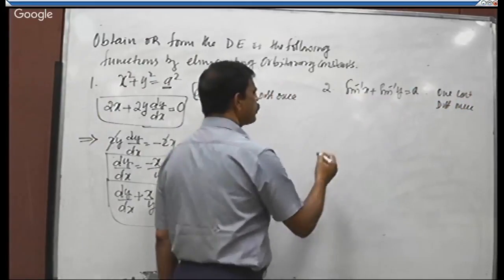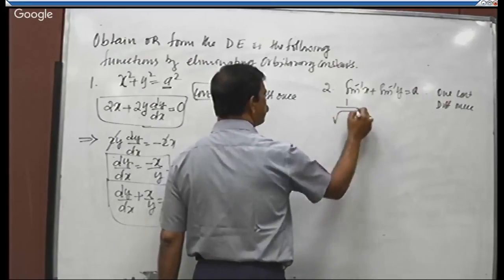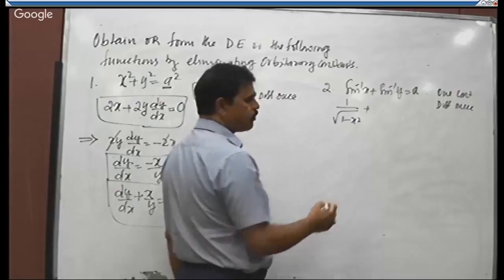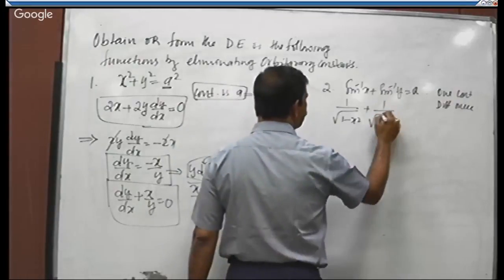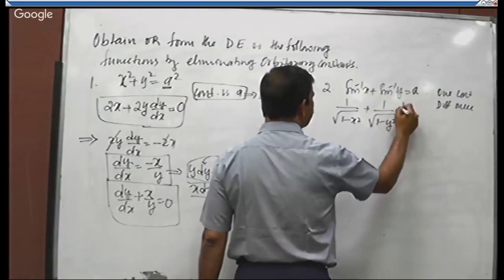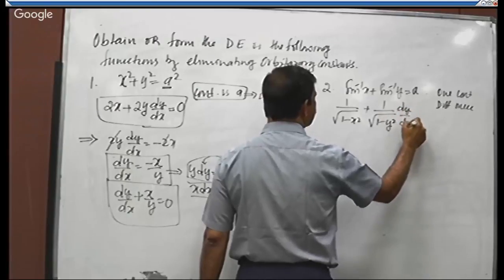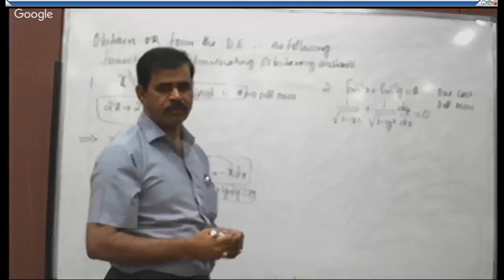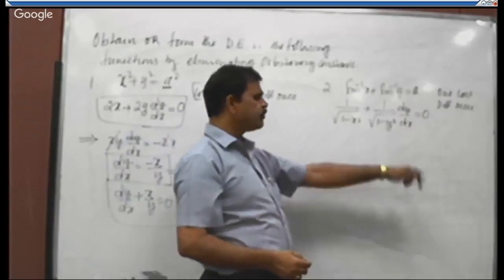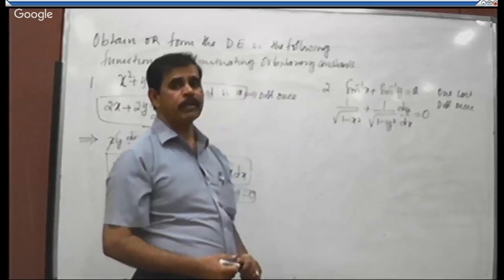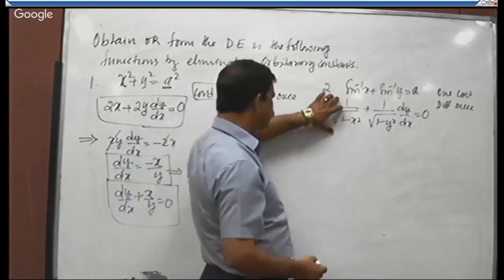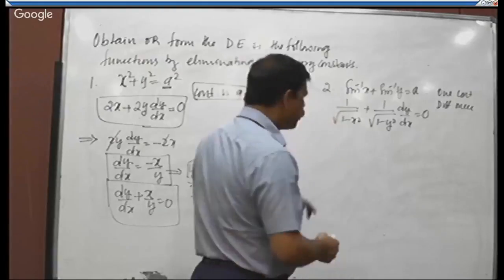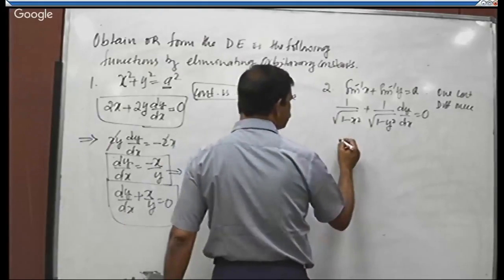Differentiation of sin inverse x is what? It is 1 by root of 1 minus x square. Differentiation of sin inverse y is 1 by root of 1 minus y square into dy by dx, is equal to what? Constant. Differentiation of constant is 0. Right? See, after differentiation, constant is eliminated automatically. Then this will be called as differential equation. Right? You can reduce it to other forms also.